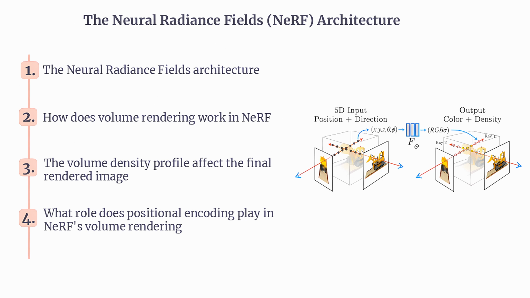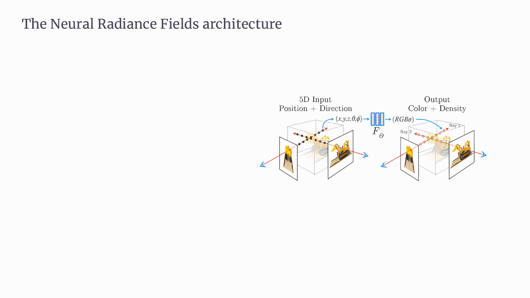The Neural Radiance Fields architecture. How does volume rendering work in NeRF? How does the volume density profile affect the final rendered image? What role does positional encoding play in NeRF's volume rendering? Now let's explore how Neural Radiance Fields architecture achieves this.